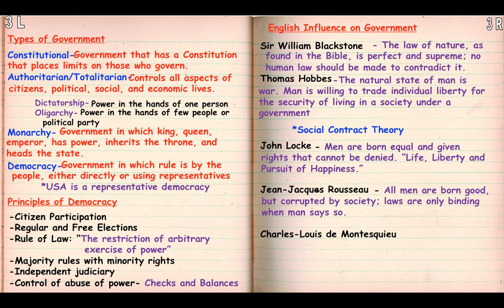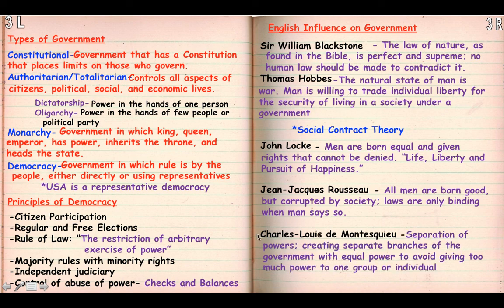So Jean-Jacques Rousseau: all men are born good but corrupted by society. I had a student a couple years ago who said he remembered it by thinking "Jean-Jacques, goody goody," just to connect those two things together. And then we have Charles Louis de Montesquieu.